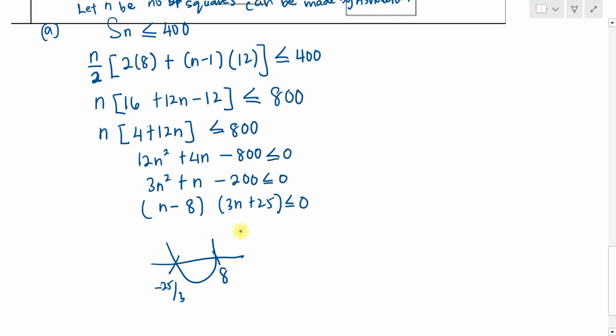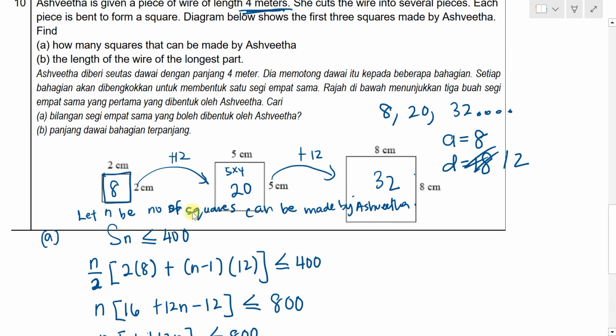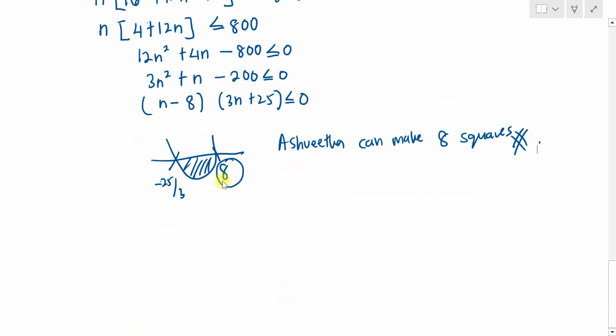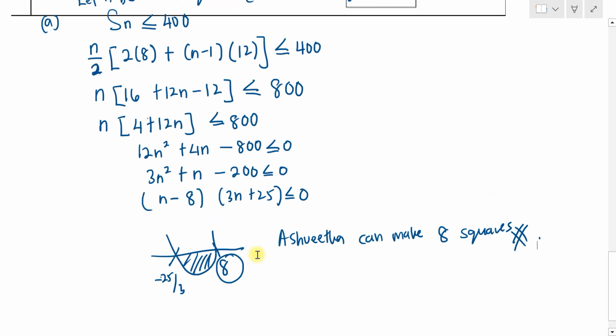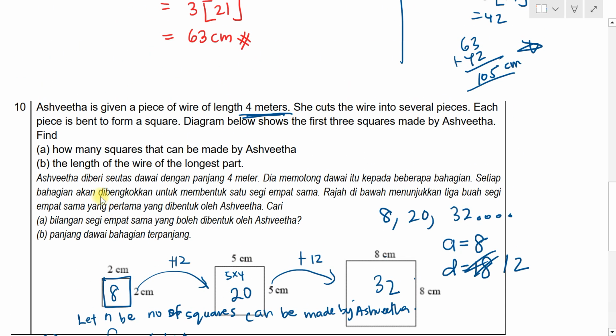This is your positive 8 and you shade inside. So we take the maximum number of squares it can make. So Ashwita can make 8 squares. Alright. If you don't wish to use quadratic inequality, you want to replace with the equal sign also can, no problem. Both are acceptable.